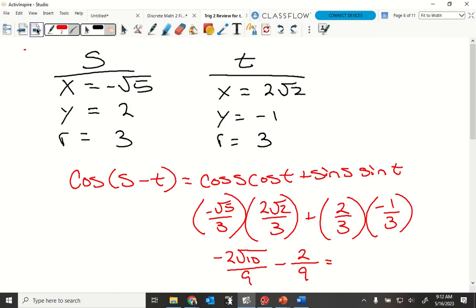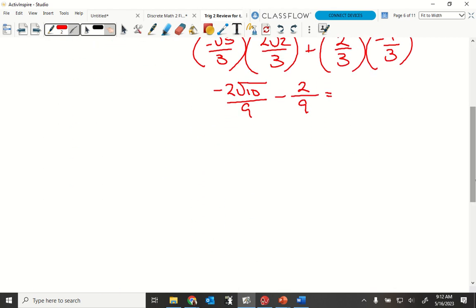The next one, 18: simplify the expression for sine 2s. So we're going back to this, my s and t. So 2s, that's a double angle. Was it sine 2s? Yes? Okay. So the double angle for sine, that's 2 sine cosine, right? So it looks like that: 2 sine s cosine s.